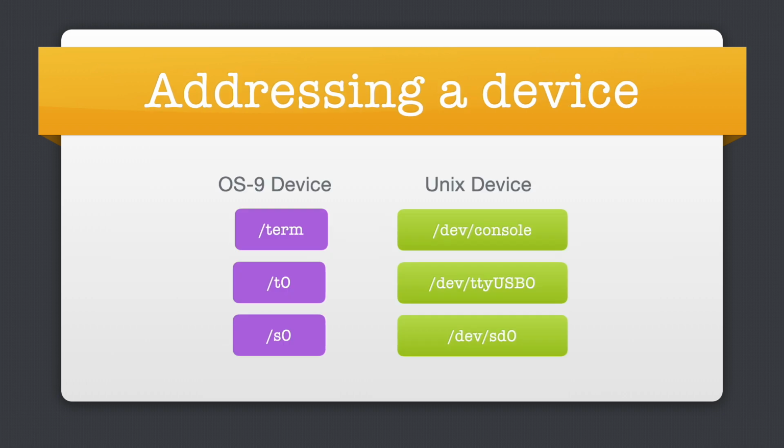OS9 devices are addressable by name, just like Unix. However, that's where the similarity ends. Unlike Unix, OS9 does not use /dev to preface a device. Instead, you preface the device with a slash followed by the device name directly. Here are some examples of OS9 devices and their analog names under Unix.